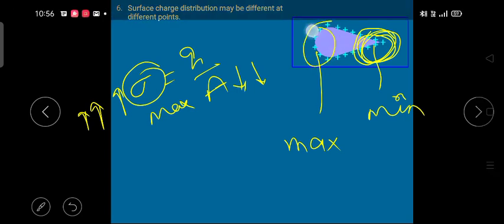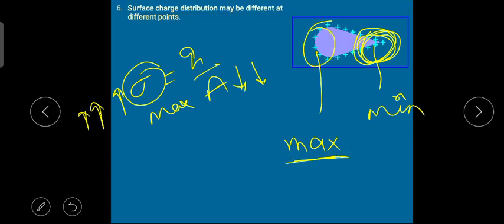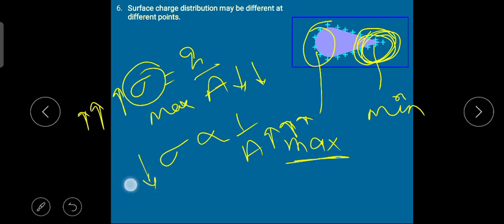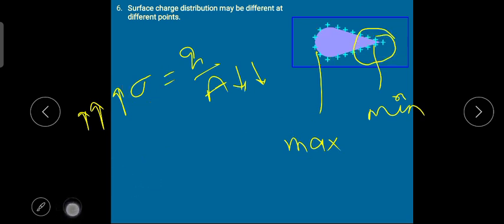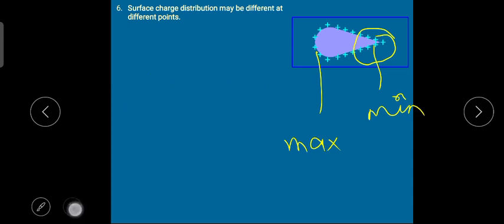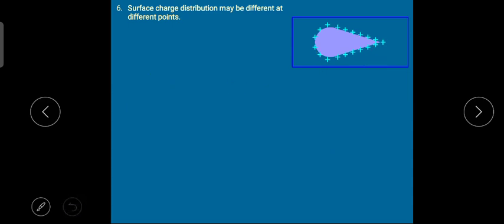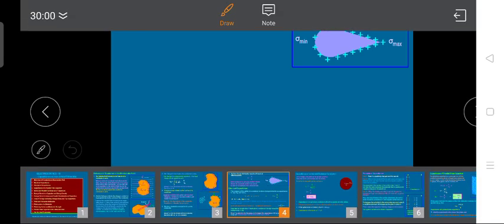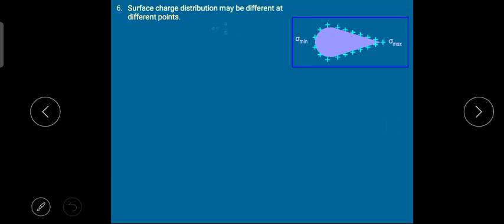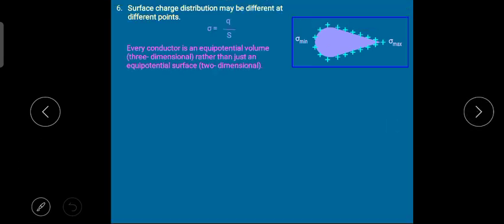Similarly here area is the maximum. If the area is maximum, sigma is inversely proportional to the area, so your surface charge density will be minimum. Here it is written also that the surface charge density will be minimum. Okay, this one. So this is the property what I have told you. So these are the properties of conductors in electric field.